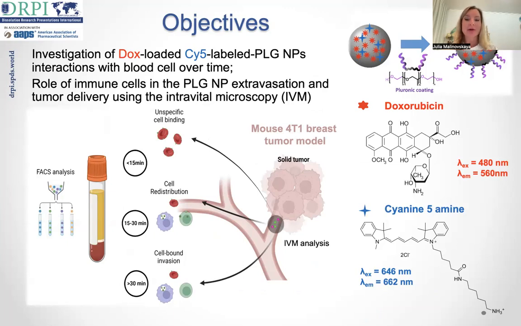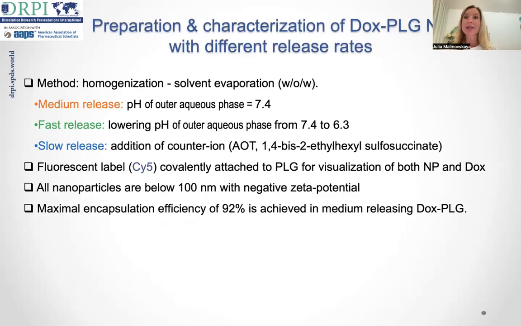For this purpose, intravital microscopy was used. For the visualization of both nanoparticles and released drug, doxorubicin, the nanoparticles were covalently labeled with Cy5 fluorescent dye, so that the fluorescence emission spectra of Cy5 could be well distinguished from that of the doxorubicin. Taking into account that drug release profile may significantly alter nanoparticle parameters as well as targeting capability, 3 different fluorescently labeled PLG nanoparticle prototypes were prepared.